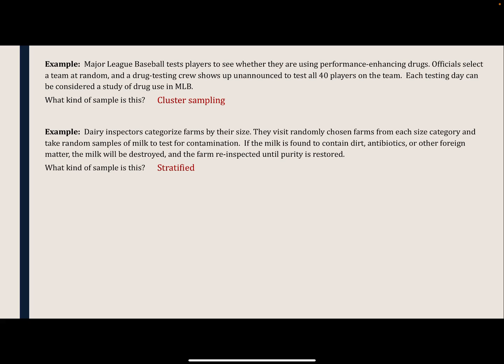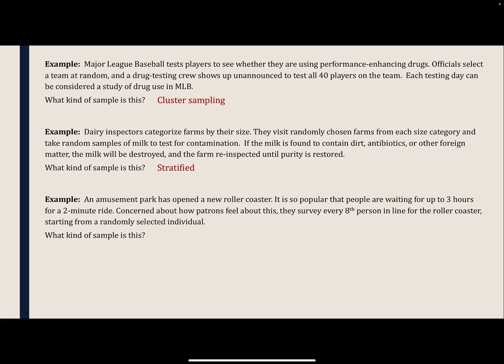So this would be a stratified sampling method. And this is because the farms are grouped by their size into homogeneous groups. And then every group is surveyed, but the farms are chosen at random within each group.